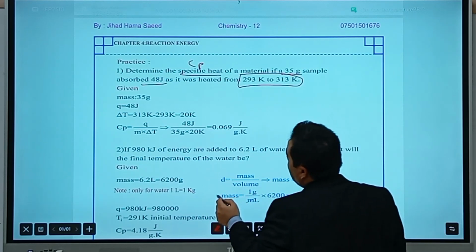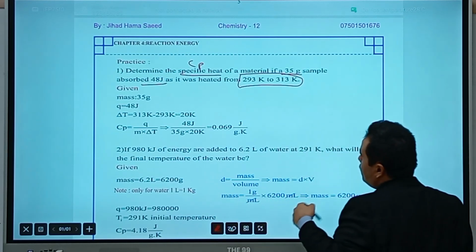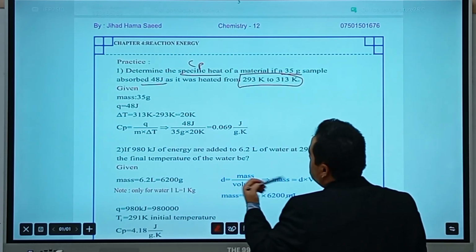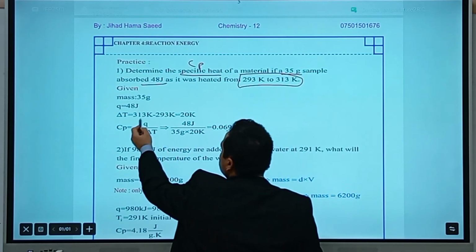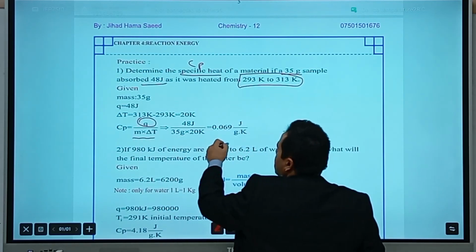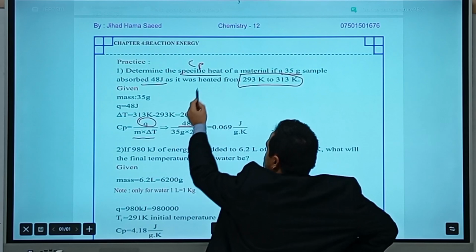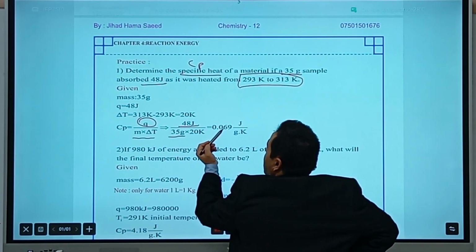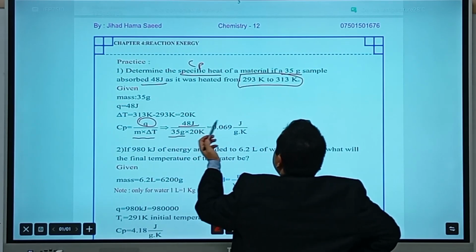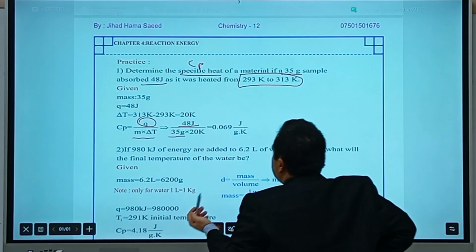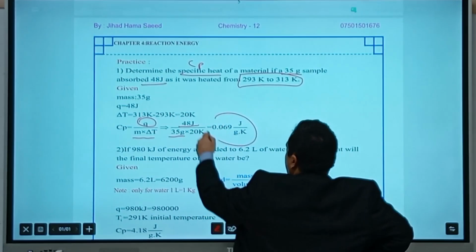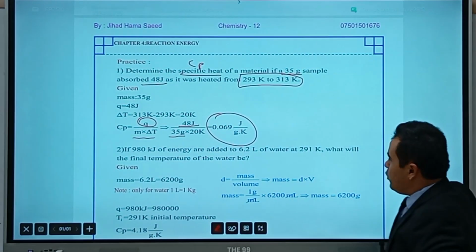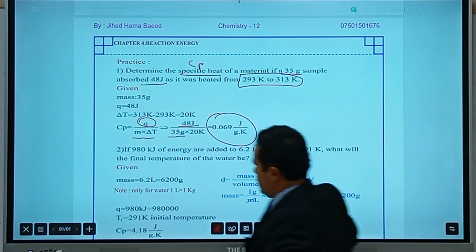Guys, for the solution of this, simply Cp is equal to Q over m delta T. Q is 48 joules, which is given, m is 35 grams, and delta T is equal to 20. So the Cp is equal to 0.069 joule per gram Kelvin.